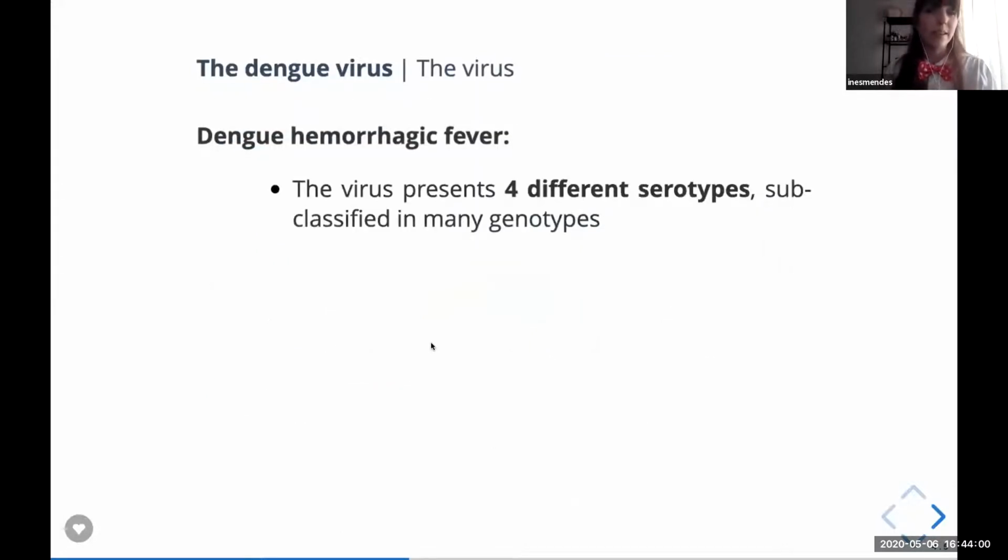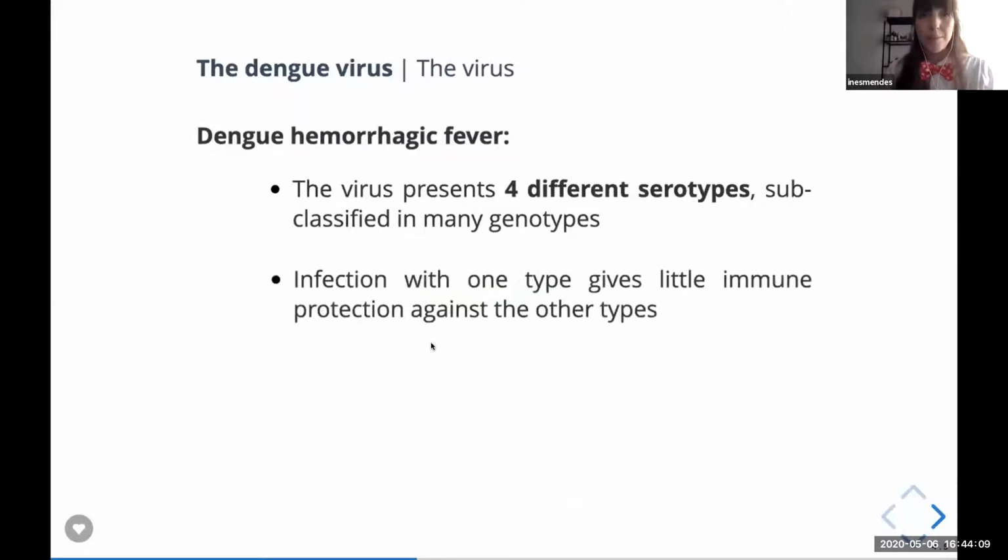So what is the dengue hemorrhagic fever? The dengue virus itself presents in 4 different forms, what we call 4 different serotypes, depending on the capsule. And each serotype can be classified in many genotypes. The infection with one type gives little immune protection against the others. So this is not good. It means that being infected once with the dengue virus from a given serotype will not give you immune protection against getting infected again.